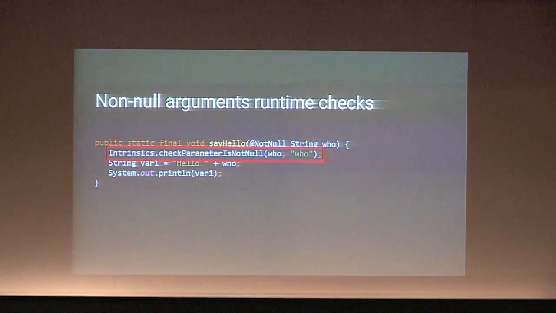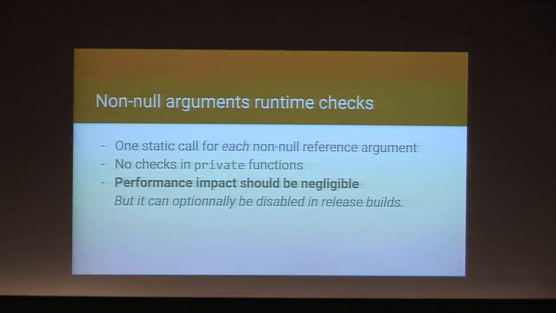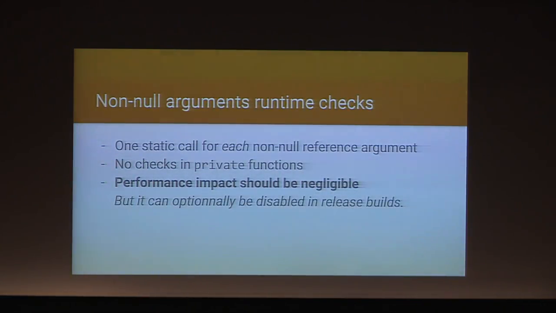So this is a very fast check. It's a static method call, but still, for every argument, you're going to have this call, of course. This is very fast, and the performance impact is negligible. But still, if you are really into performance and you want to optimize every little bit of your application, you can optionally disable this for release builds. I would not recommend that you disable that for debug builds.